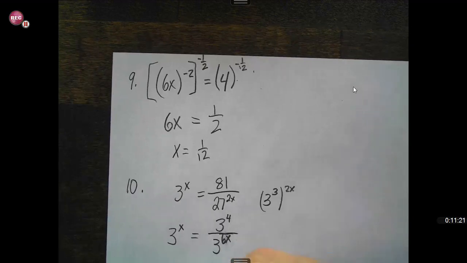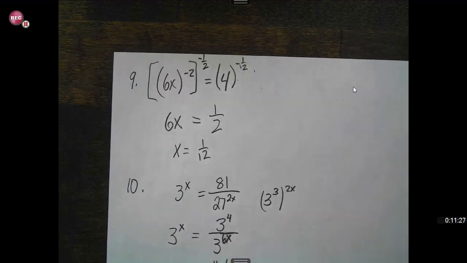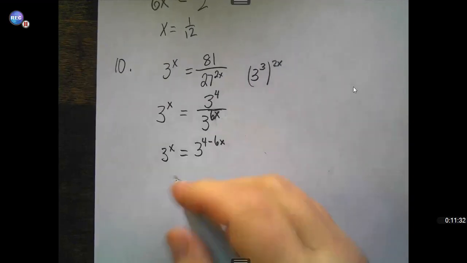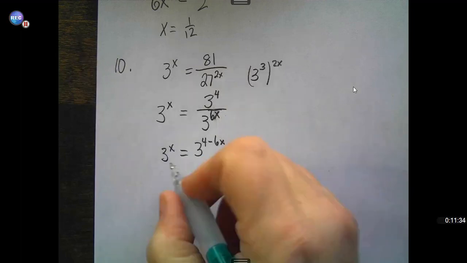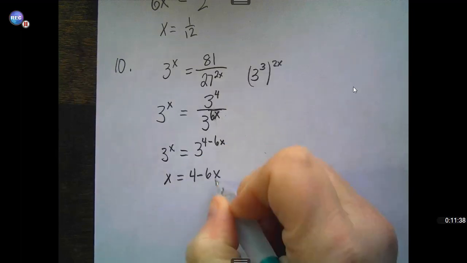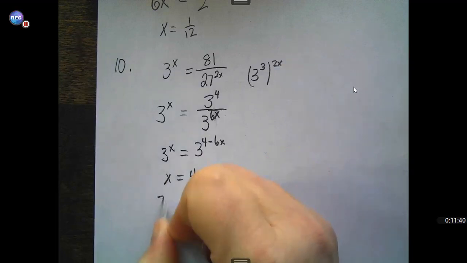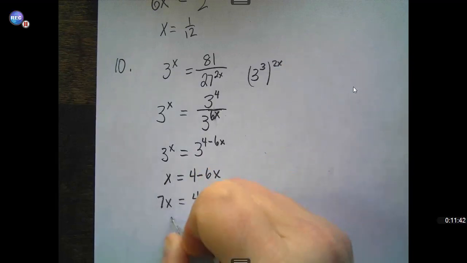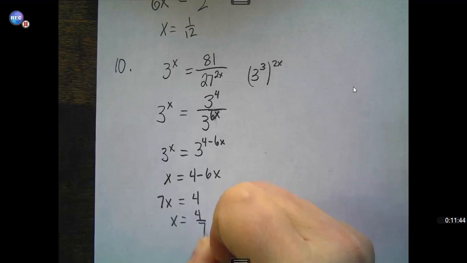Okay, and so then I want to make that 3 to the 4 minus 6x. When you're dividing, you subtract those exponents. And now that I have the same base, I can set the exponents equal to each other. And so I would move the 6x over here and get 7x equals 4. X is 4/7. And that is okay.